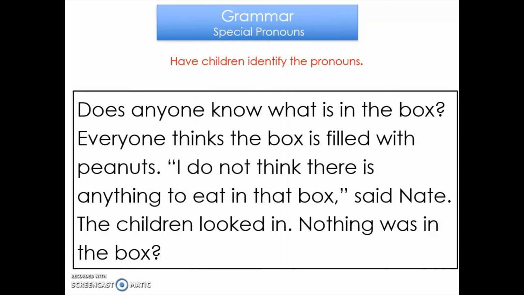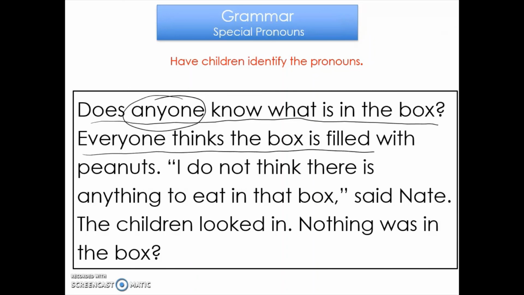Okay, the first sentence says, "Does anyone know what is in the box?" Can you find the indefinite pronoun? Who are we asking? We are asking anyone, any person. No special person that we're asking. It's any of the people that we can have answer. Let's read the next sentence.